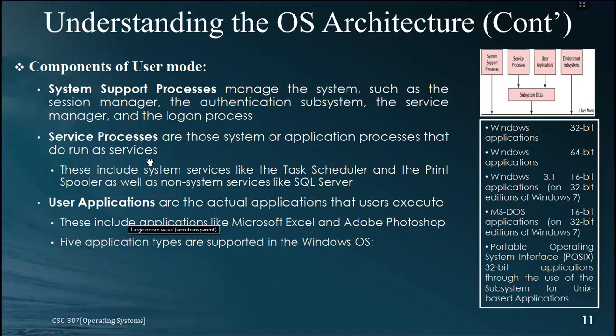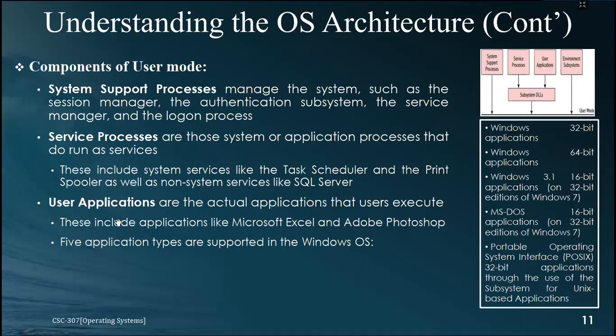And then we have the service process. Those are system or application processes that actually run as services. So SQL Server is a very nice example, and there are many more. You can just go through the names, but the basic is that it includes system services like task scheduler and the print spooler. These are very important, especially the task scheduler. It defines what tasks will be done when, and if you have multiple tasks, it schedules the multiple tasks in a way so that they can be solved in the most efficient way.